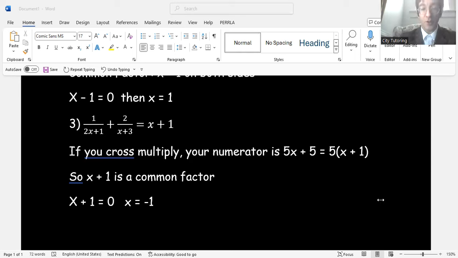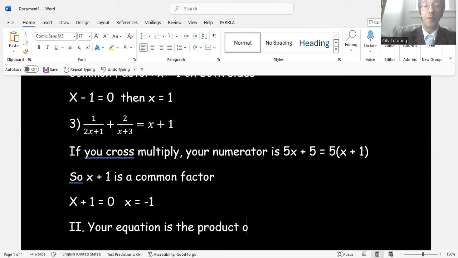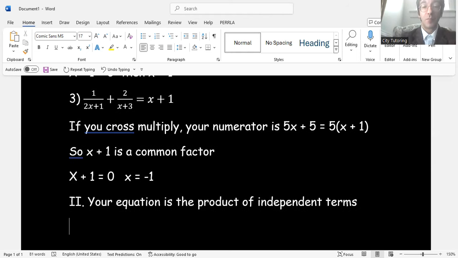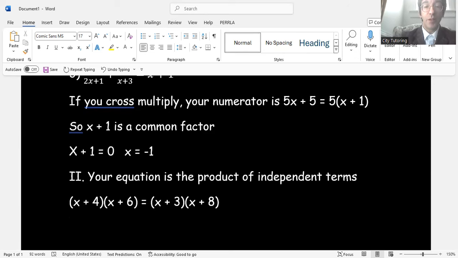Now, what if your equation is a product of independent terms? So the product, let's say you had an equation with parentheses on both sides. Let's do x plus 4 times x plus 6, and we're going to set that equal to x plus 3 times x plus 8. Okay, so it looks a little harder than what it actually is, because what are the independent terms here? Well, the product of the independent terms is always the constant, we could say.